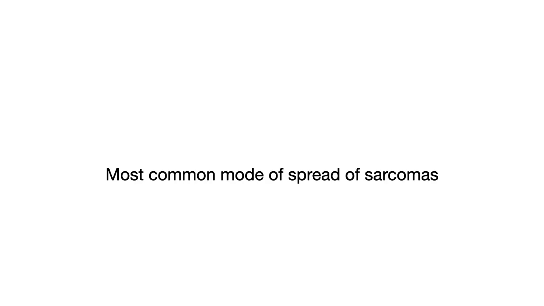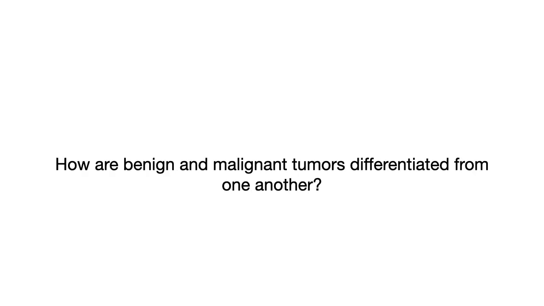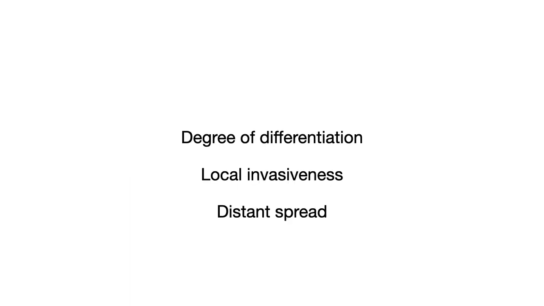What is the most common mode of spread of sarcomas? They are usually spread by the blood. How are benign and malignant tumors differentiated from one another? They are differentiated through, number one, degree of differentiation, number two, local invasiveness, and number three, distant spread or metastasis.